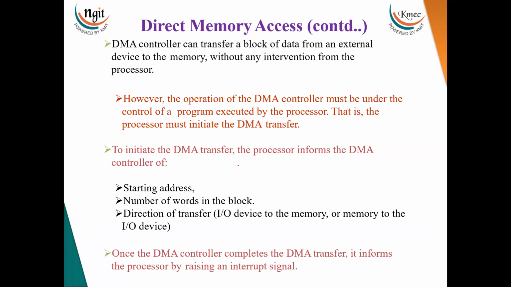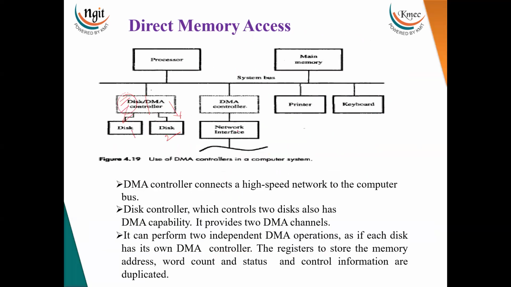Now if two DMAs want to access the main memory by taking bus control, which DMA gets the first priority, or which DMA gets control of the bus, will be decided by the bus arbitration process that we will study in the next lecture. So this is the DMA operation.